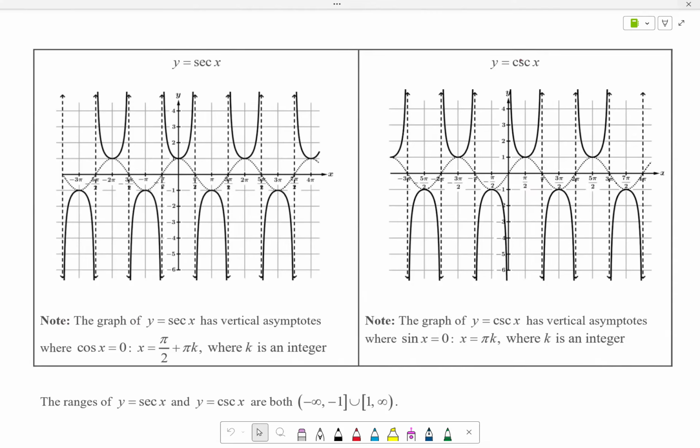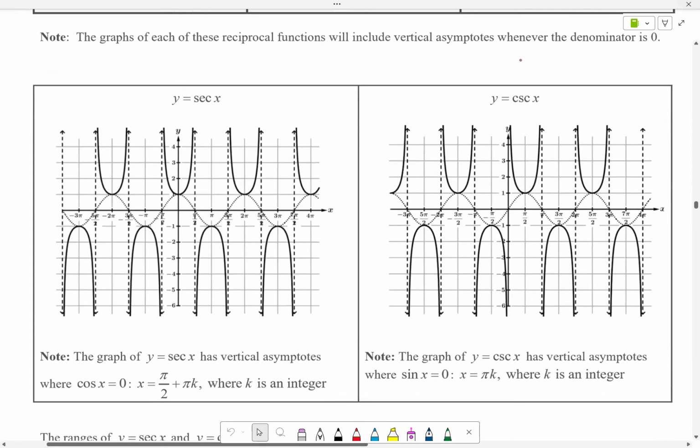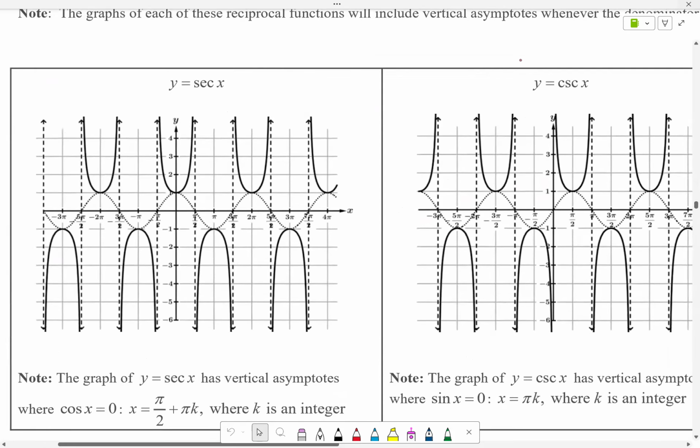Range. If we have negative, yeah. So maybe the range is. Right. Okay.